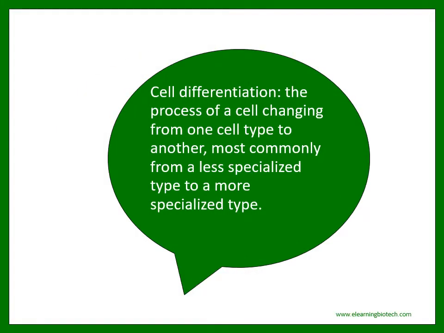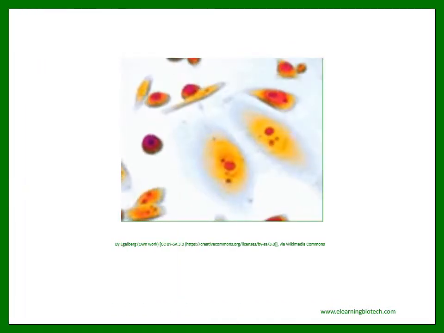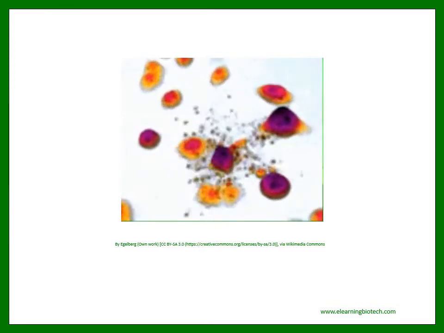To summarize, cell differentiation is the process of a cell changing from one cell type to another, most commonly from a less specialized type to a more specialized type. Of course, like everything else that is born, cells eventually die. Don't cry! This is a time lapse of cells meeting the final curtain.